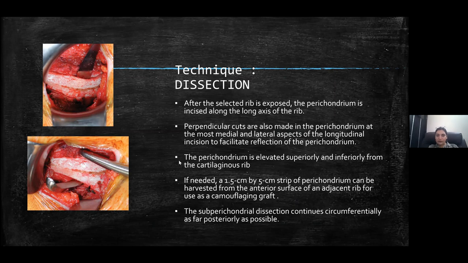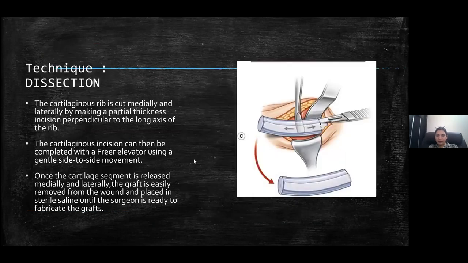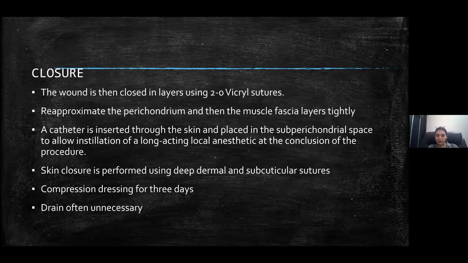The cartilaginous rib is cut medially and laterally by a partial thickness incision perpendicular to the long axis of the rib. It can be freed using any elevator like the Freer's elevator by gentle side-to-side movement, and it is released medially and laterally. Usually, the length of the graft depends on the length of the septal extension graft or the L strut that you require, and accordingly one must harvest.